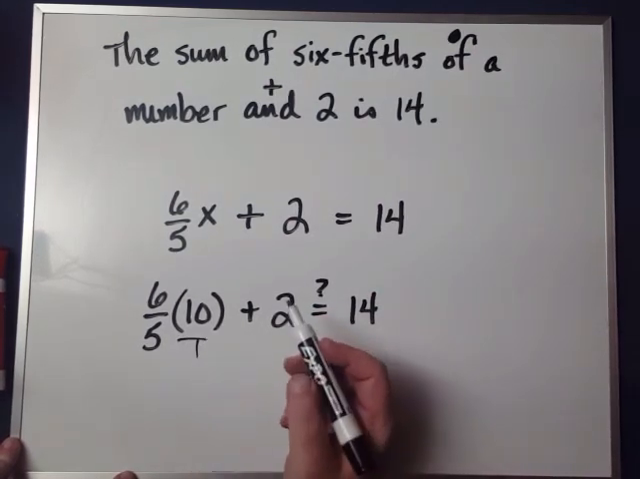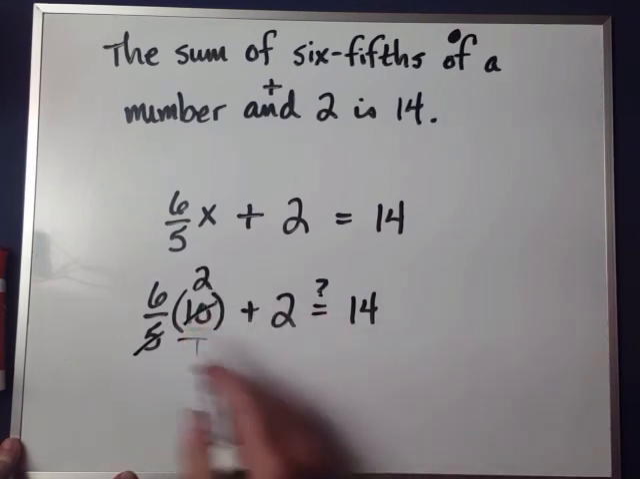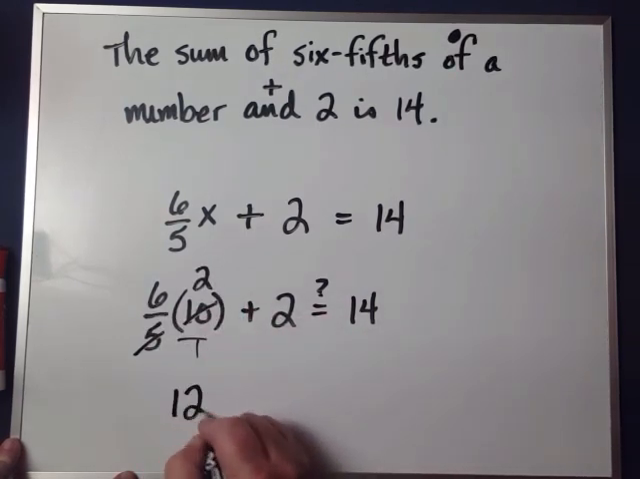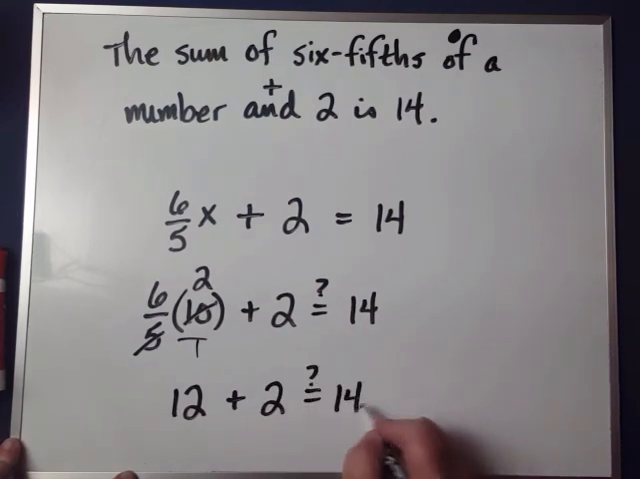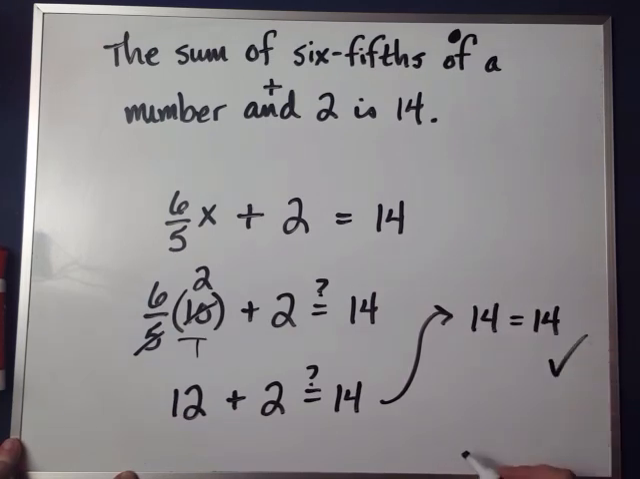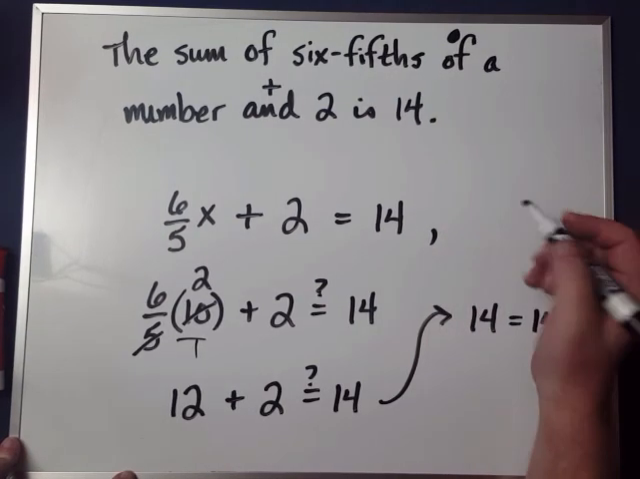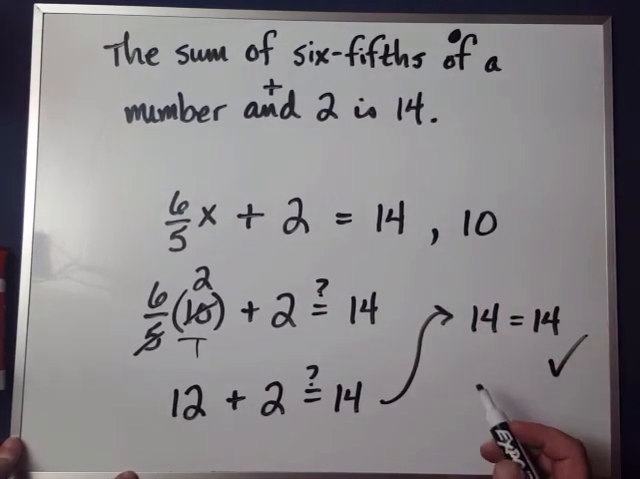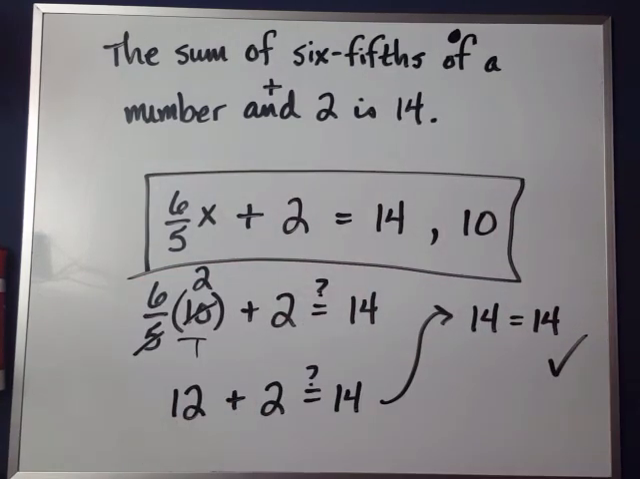This 10 is over 1. We cross cancel. 5 into 10 will go twice. 6 times 2 is 12. This is over 1, but we don't write over 1. So 6/5 of 10 is 12. Plus 2. Is that equal to 14? Yes, it is. So we translated, and we found that the solution from that set was 10. So there are the two parts of my answer.